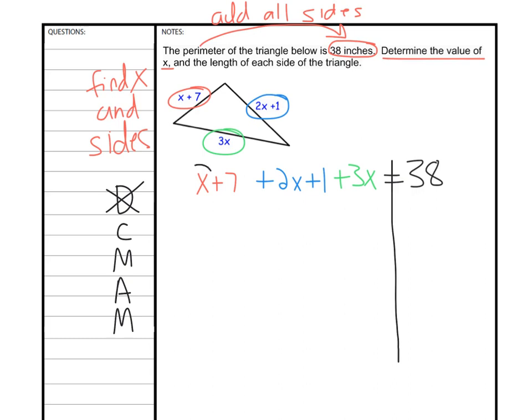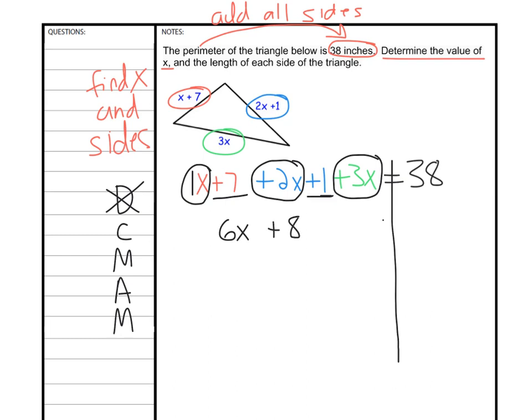I have an x here, and I'm going to write that that's 1x. I have a positive 2x, and I have a positive 3x. If I add 1x plus 2x plus 3x, I get 6x. I also have a plus 7 and a plus 1. Regular numbers can combine, so that would give me plus 8, and it still equals 38. So I'm done combining like terms.